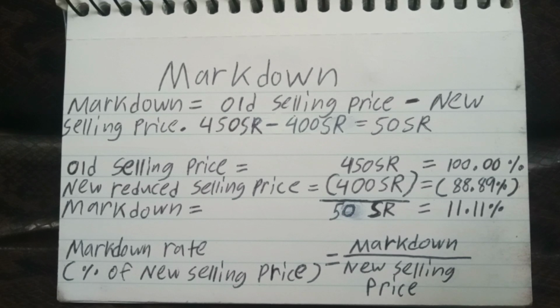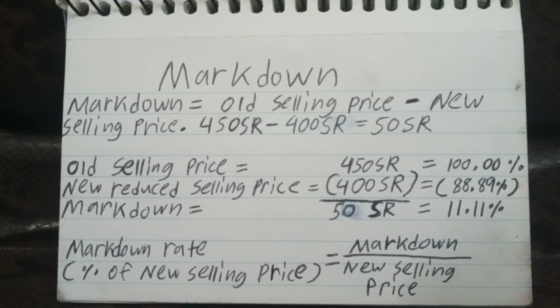So this process is called markdown. Again, why is it called markdown? Markdown is the difference between the original or old selling price and the new selling price. So as you can see there, it says markdown equals old selling price minus new selling price. So 450 reals minus 400 reals will give us 50 reals of markdown.